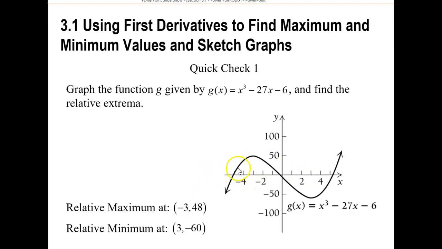You should get, plugging in a number on the left of negative 3 into the derivative should be positive, plugging in something in between should be negative, and something on the other side should be positive. And then plugging negative 3 and positive 3 back into the function should give you the 48 and the negative 60.